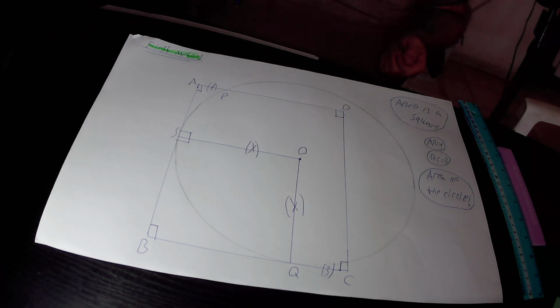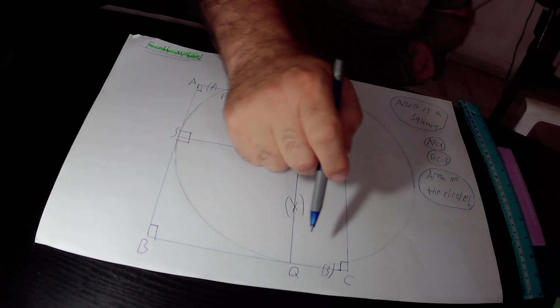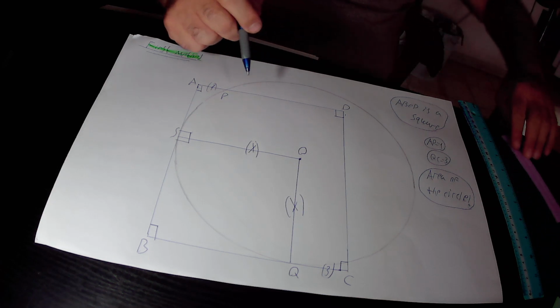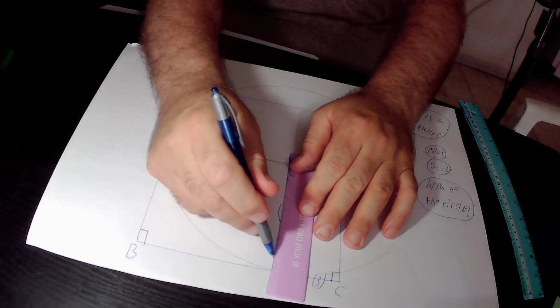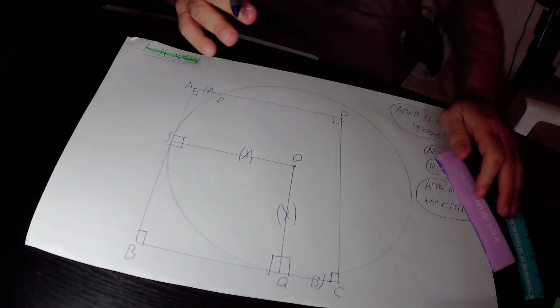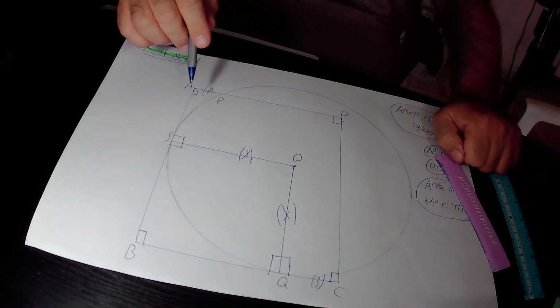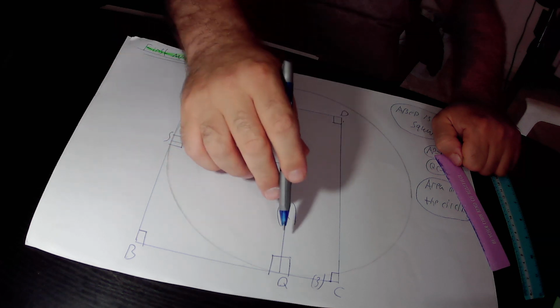And whenever a radius is drawn to the point of tangency, the tangent BC will be perpendicular to the radius QO. If BC is perpendicular to QO, this angle equals 90 degrees, and this angle also equals 90 degrees according to the same rule, rule 1. By doing these constructions, we get quadrilateral SOQB. Inside this quadrilateral SOQB, we have 1, 2, 3 right angles.